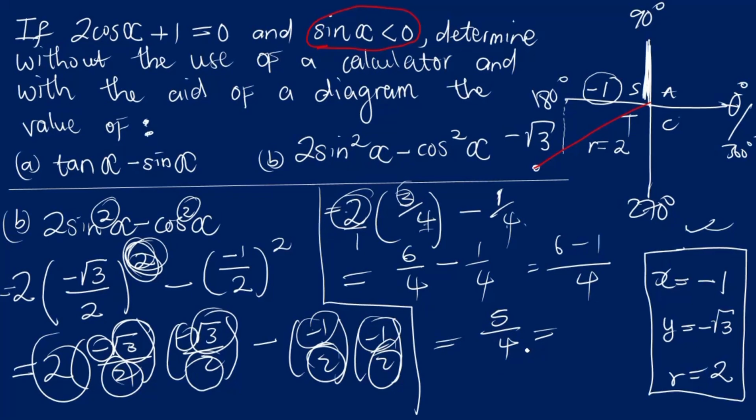You can't leave your answer as an improper fraction. 4 goes into 5 once. The remainder is 1 all over 4. Beautiful. This is beautiful. These are the things that make me love maths. It just flows, guys. It has to. Once you know the concepts, you flow.